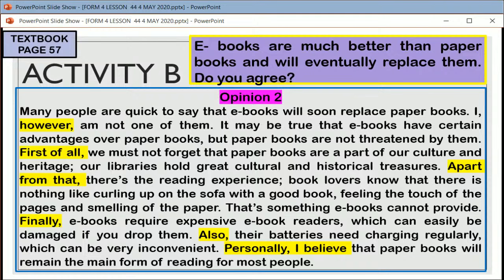Right. Yes, Brian, correct. The answer is here. First of all, we must not forget that paper books are part of our culture and heritage. So that's the answer. Excellent.